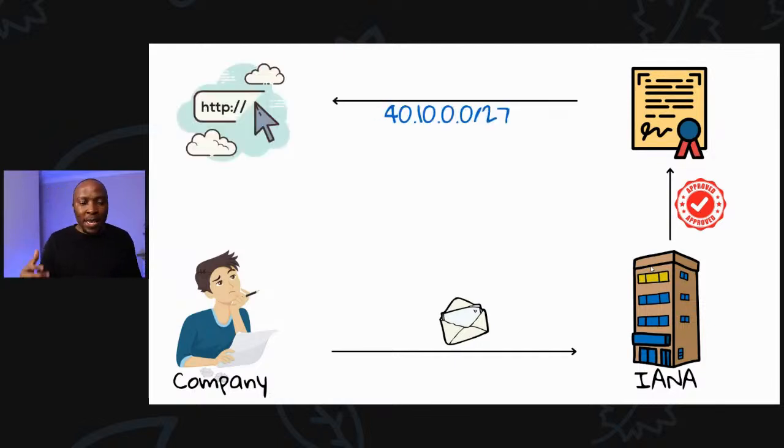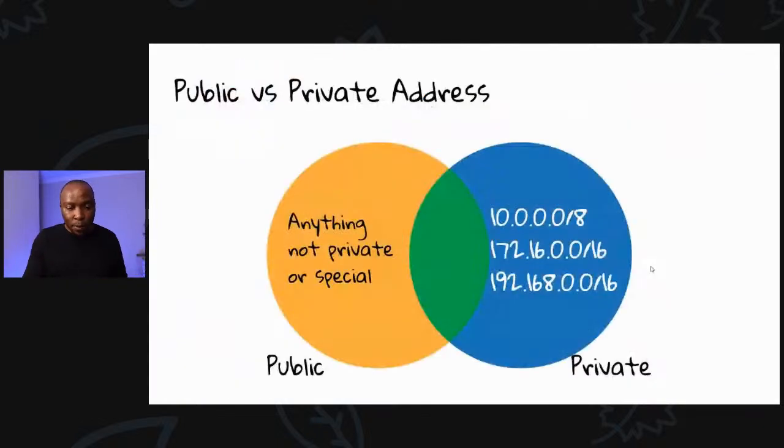So what the Internet Addressing Authority then did is they came up with what they called private addresses. And these are addresses that are not routable on the internet. Public IP addresses are addresses that you can route on the internet, and private IP addresses cannot be routed on the internet.